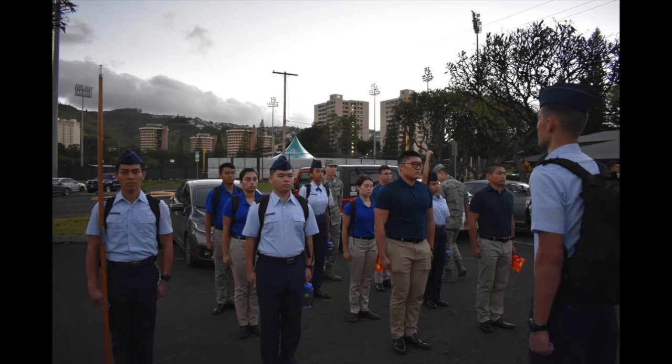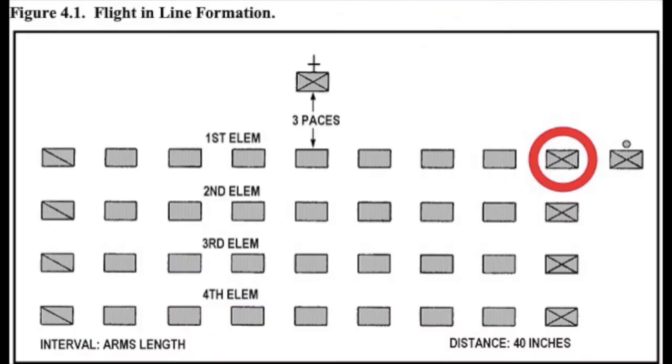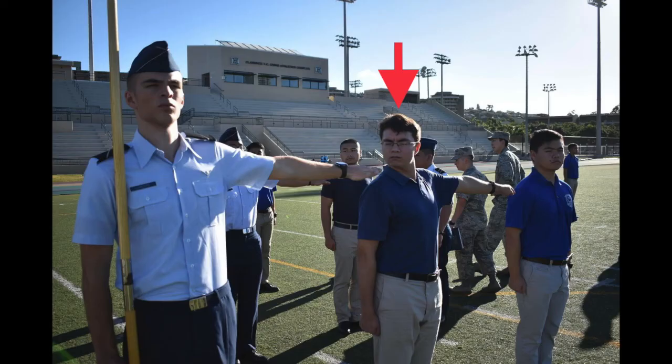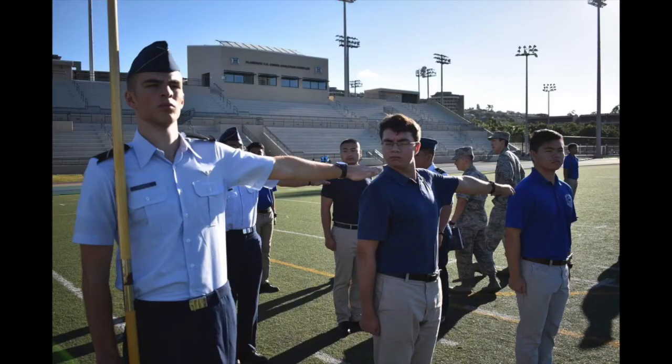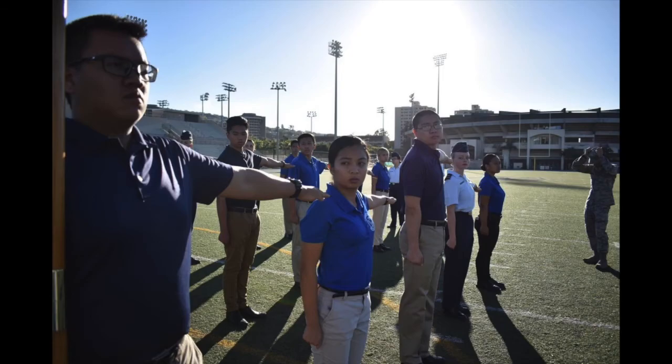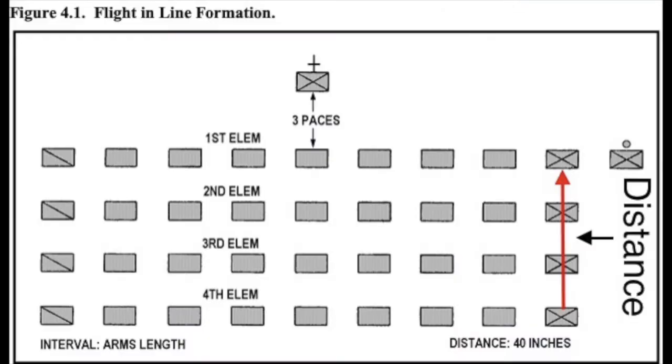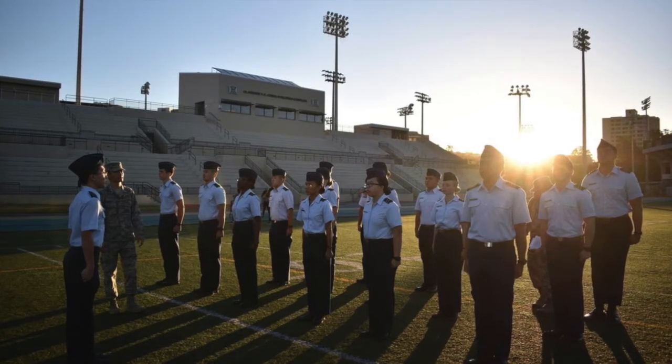So here we have a flight in line formation. Here's the flight commander, there's the guidon bearer, and the deputy flight commander. The first element leader falls in directly to the left of the guide or guidon bearer and once halted, executes an automatic dress-right dress. The second, third, and fourth element leaders fall in behind the first element leader, execute an automatic dress-right dress, visually establish a 40-inch distance, and align themselves directly behind the individual in front of them.